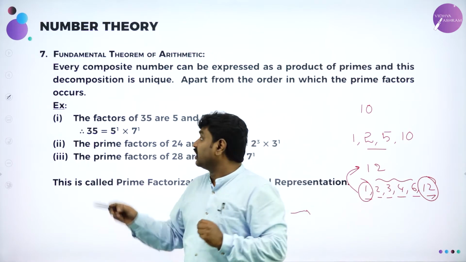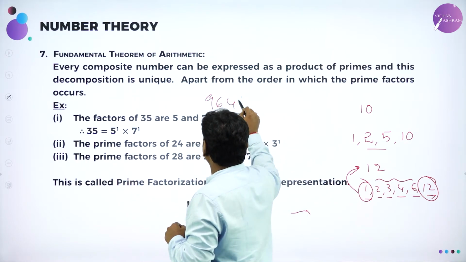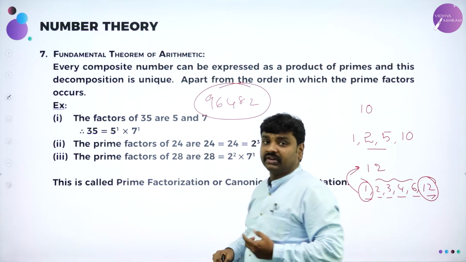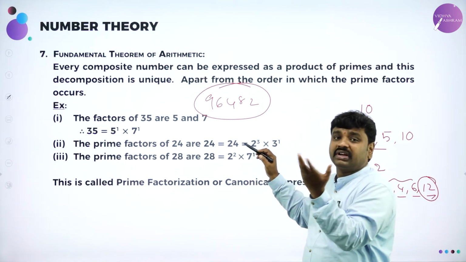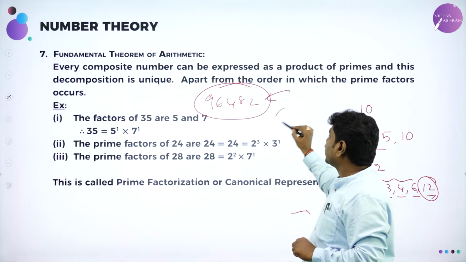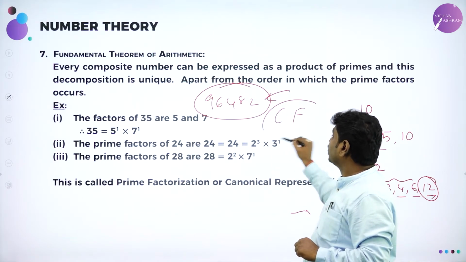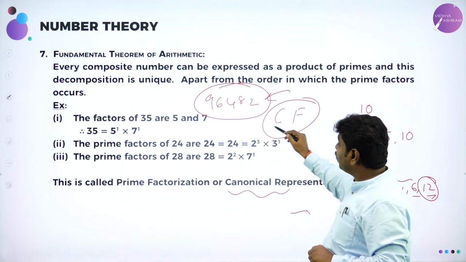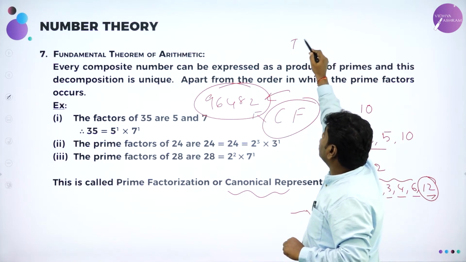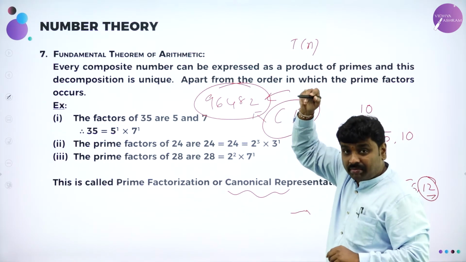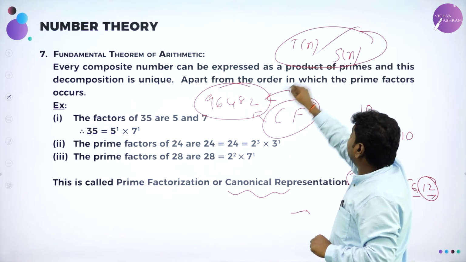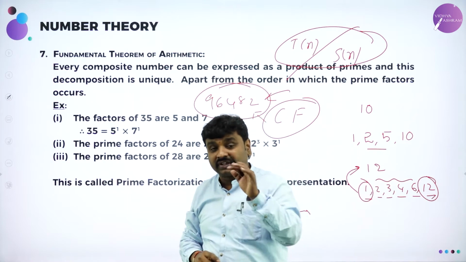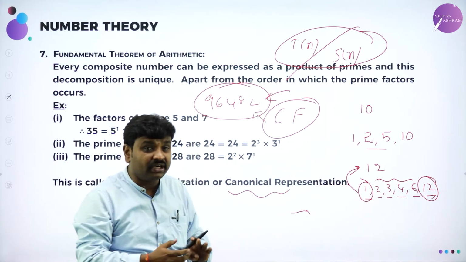But if I give a number like 9648, how many factors are there for this? We cannot sit and count 1, 2, 3, 4. So for that we need to write it in canonical form. That canonical form will be helpful for you to calculate the number of divisors and sum of divisors. In my next class, I have to deal with sum of divisors and number of divisors. For that, first you should know how to represent a number in canonical form.